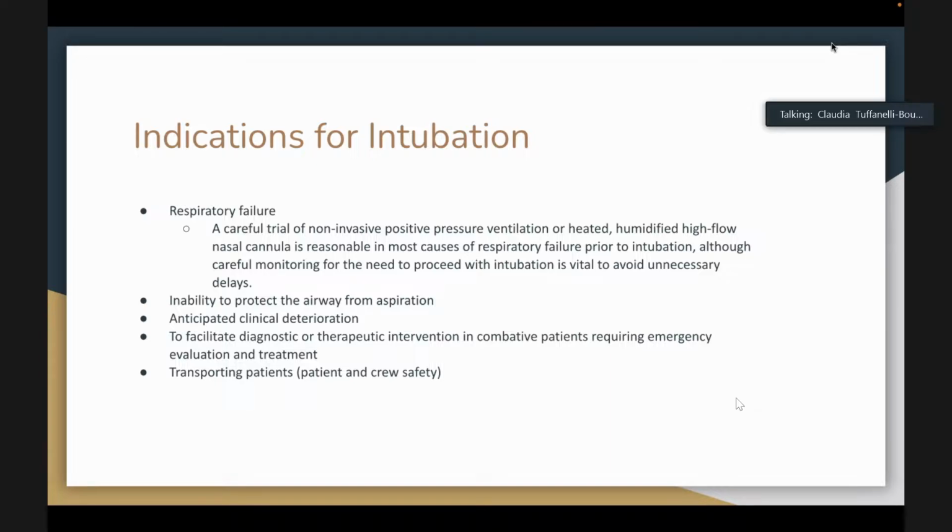If somebody has an anticipated clinical deterioration, so sometimes in severe shock, so septic or cardiogenic shock, you might intubate a patient, and that's because intubating them takes away that work of breathing and it allows the body to fight everything else that's going on. And sometimes that can help raise somebody's blood pressure if they're just tanking and they're on a lot of blood pressure medications.